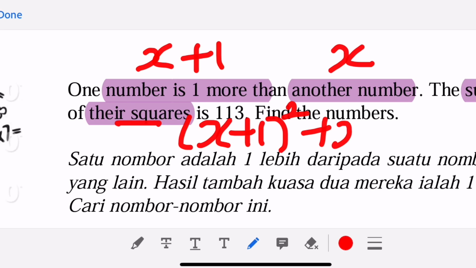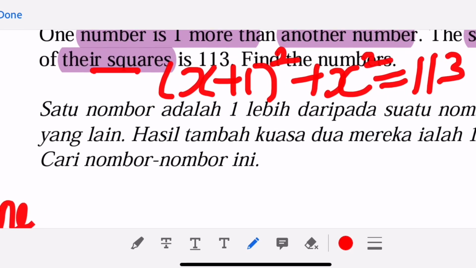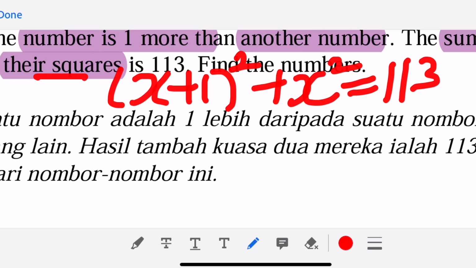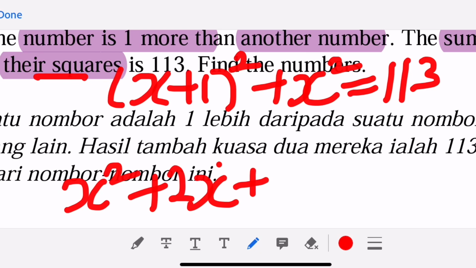Sum of their squares means you square each number and you sum. Okay, it's not that you sum up everything and then you square. It's the square of each number, summed. That means (x plus 1) squared plus x squared equal to 113. Okay, make sure you really understand the question. So for hot questions, the language is very important. Understanding is very important before you can do it.